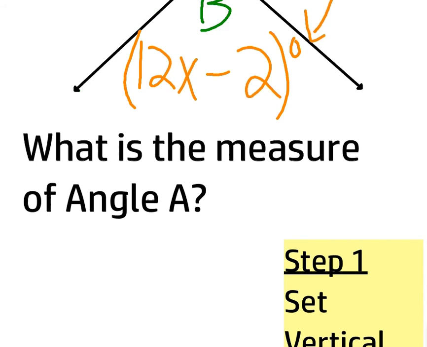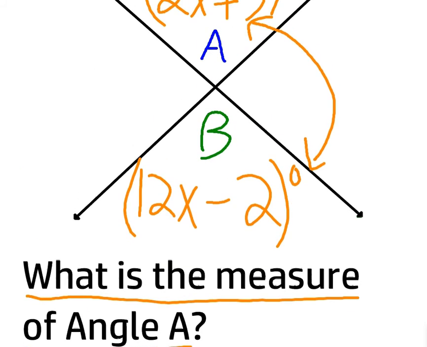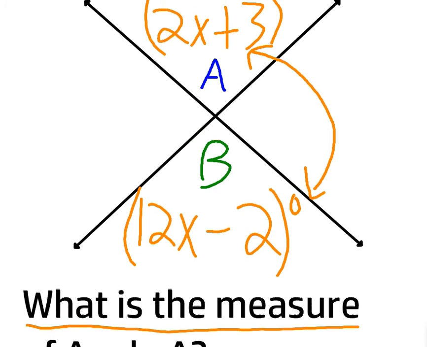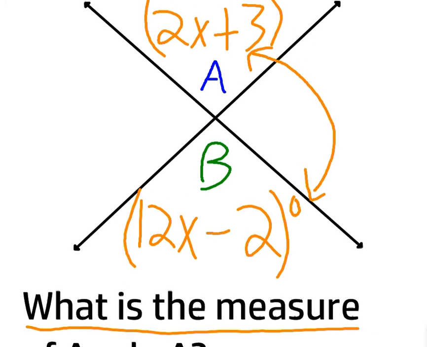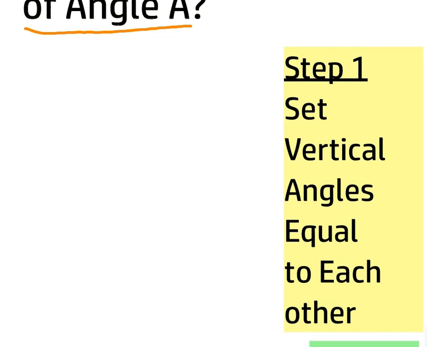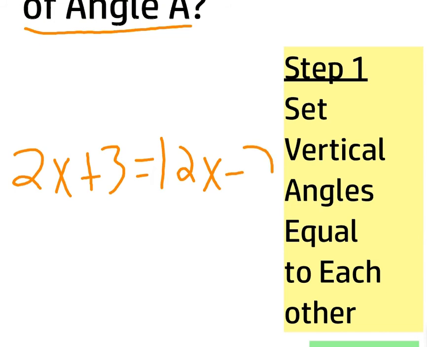So the question's asking, you need to write this down. What is the measure of angle A? Angle A. So whenever you're solving a vertical angle equation, that's the first thing you're going to do. You're going to set those expressions equal to each other, just like she said. Okay, that's your step 1.